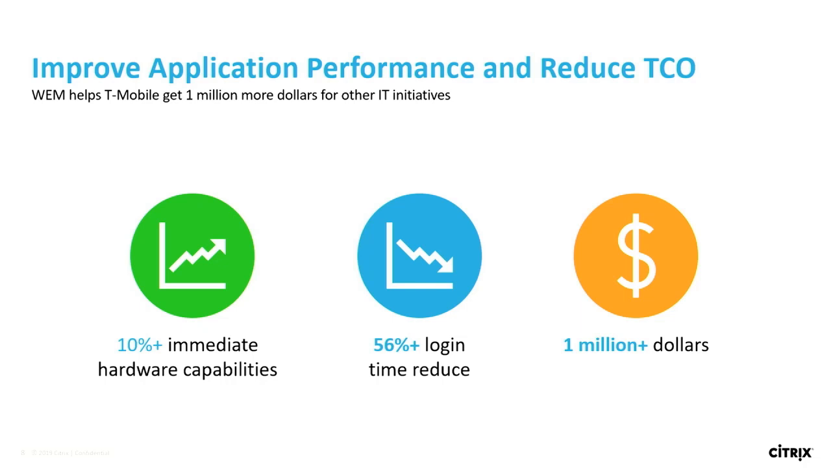And also, before they implemented WEM, their general Windows login was like 143 seconds. After they implemented those optimizations, the login time was reduced from 143 seconds to 69 seconds, which is a 56% improvement. You might say that 10% is not a big deal, but in reality, a 10% increase of the hardware capability means that they can spend $1 million on other IT initiatives. So 10% equals 1 million.